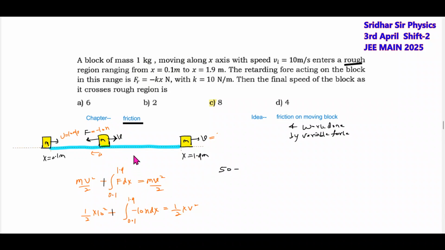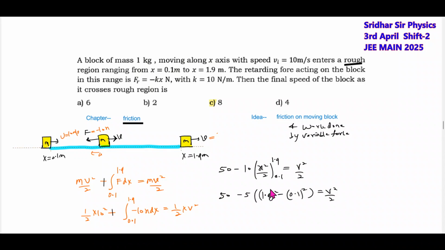Why the negative sign? It will act opposite to displacement, so therefore this negative sign is there. So minus of 10 x square by 2, from 0.1 to 1.9, equals v square by 2. That is 50 minus 5 times 1.9 whole square minus 0.1 whole square, equals v square by 2. Solving this, the final speed of the block is what is asked.